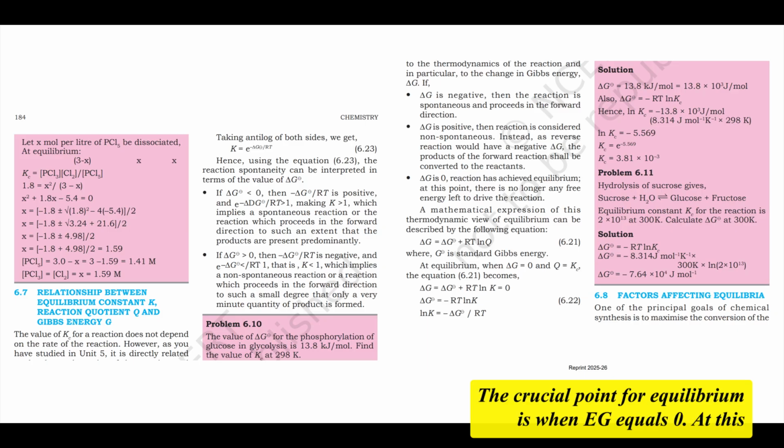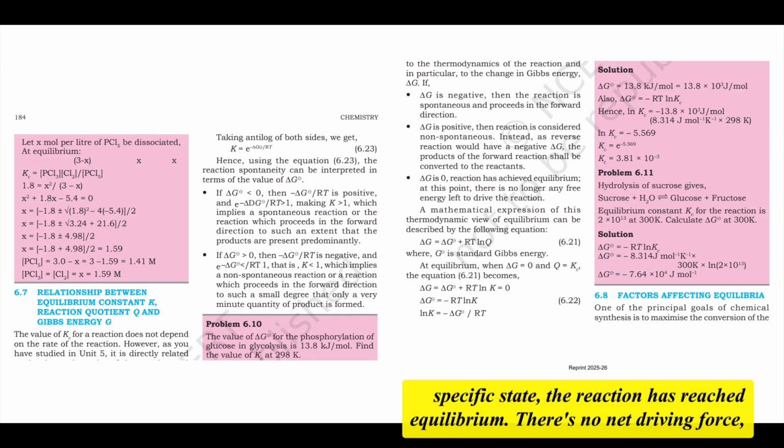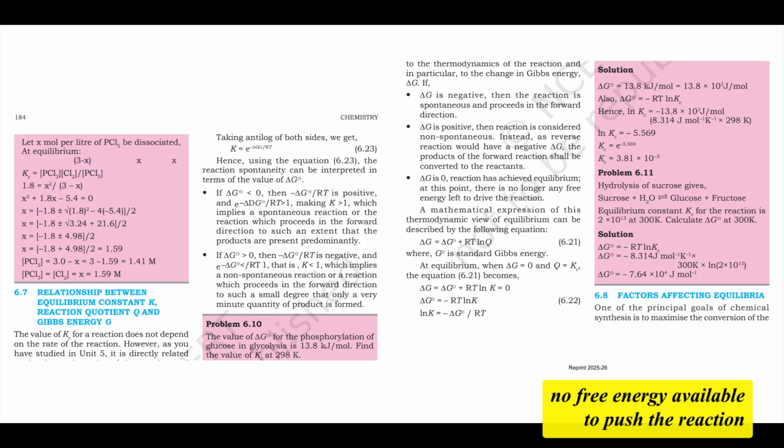The crucial point for equilibrium is when ΔG equals 0. At this specific state, the reaction has reached equilibrium. There's no net driving force, no free energy available to push the reaction further in either the forward or reverse direction. The system is at its minimum free energy state under those conditions.